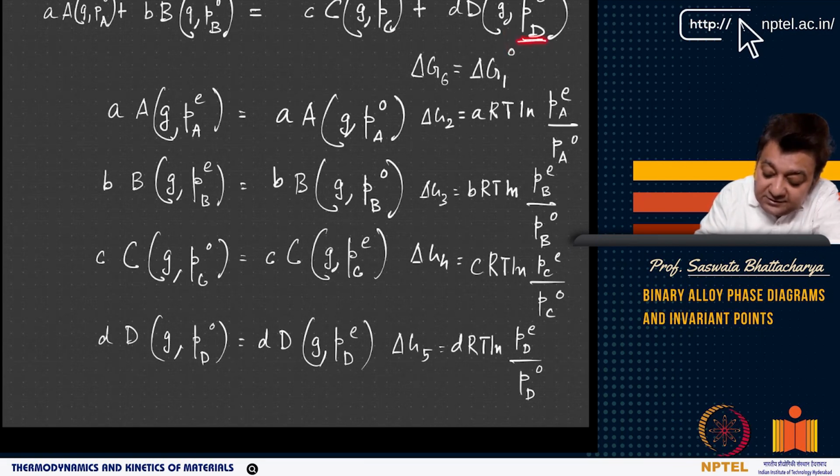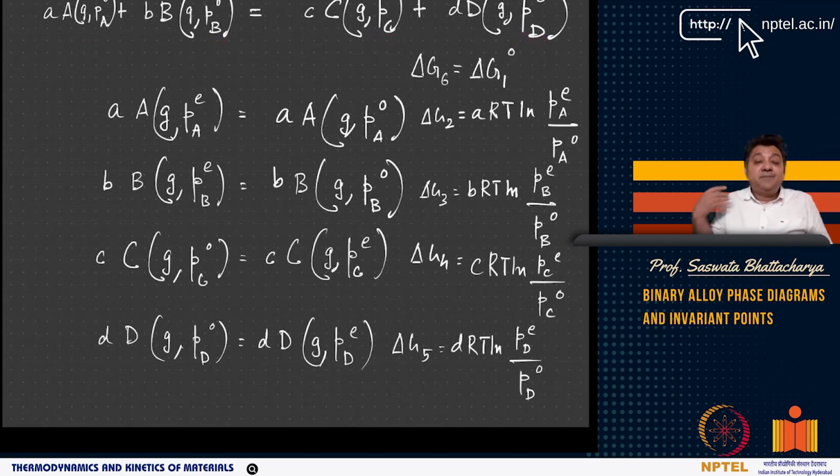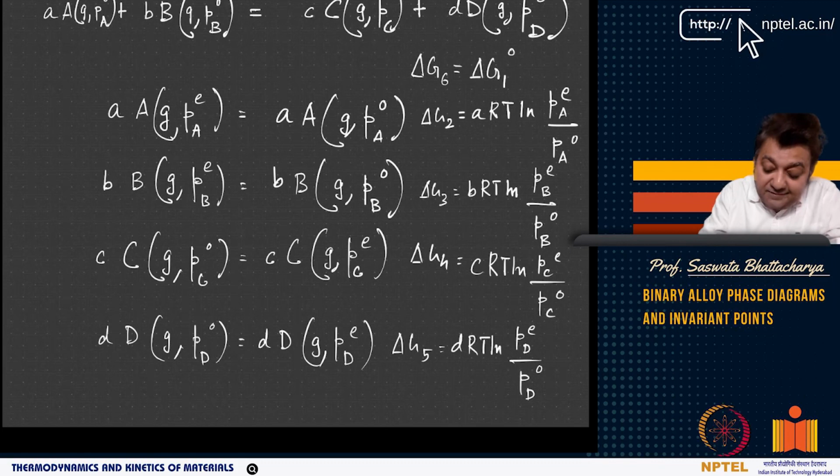These PD naught and PC naught, or PB naught and PA naught, they correspond to the vapor pressures at equilibrium of the pure solid with its own vapor, right? Pure solid with its own vapor, right? However, what we have to look at is that when A, B, C and D coexist, then A and B are reacting to form C and D. So when A and B react, the pressure no longer remains PA naught or PB naught, because you are now reacting them together, you are mixing them together.